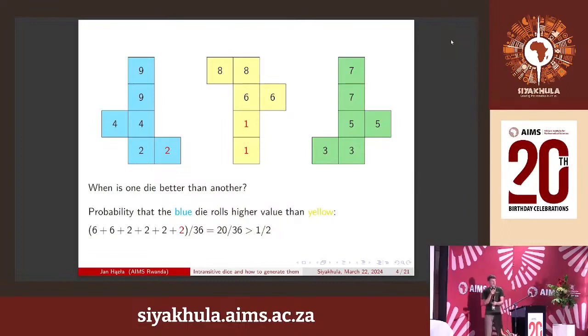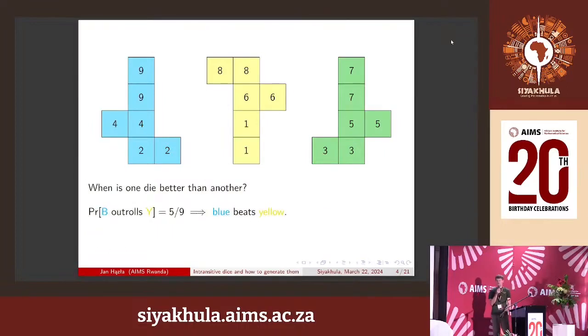If I am rolling blue and you are rolling yellow, I have a positive expected value of having a higher roll. And then, of course, I can do it for the other pairs. So as a summary, the probability that the blue one outrolls the yellow one is 5 over 9, which means I'm going to call this situation that the blue beats yellow.